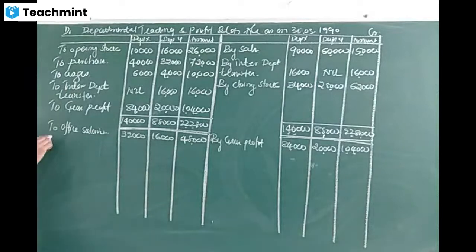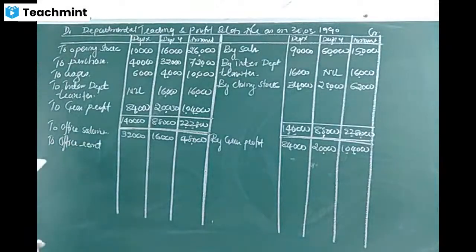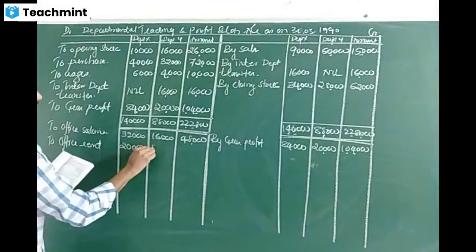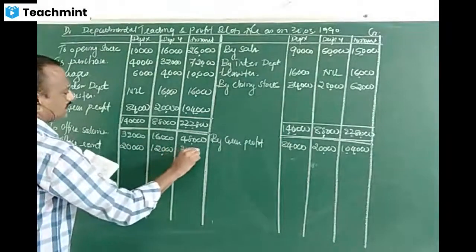After that, office rent: 20,000 and 12,000. Total will become 32,000.